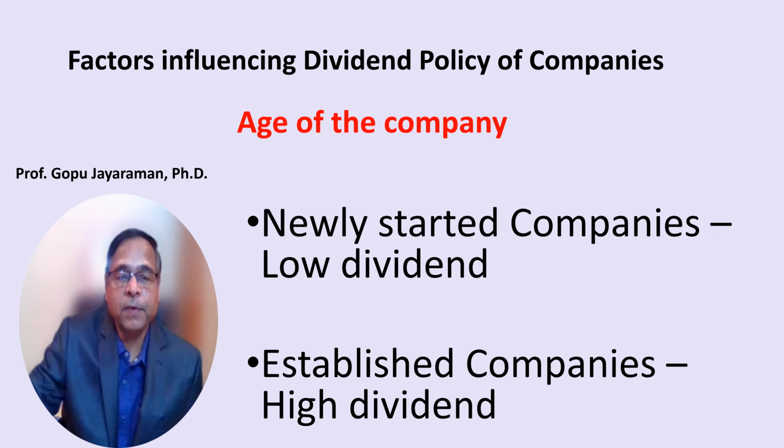Let us see the various factors influencing dividend policies of companies one by one. To start with, let us see how the age of the company is influencing its dividend policies. The newly started companies may not be able to pay dividends or higher amounts of dividends as the revenue may not be adequate. Whereas well-established companies with sound track record and profitability can pay attractive dividends with their higher revenue and profitability.